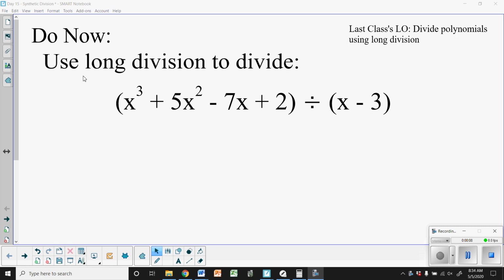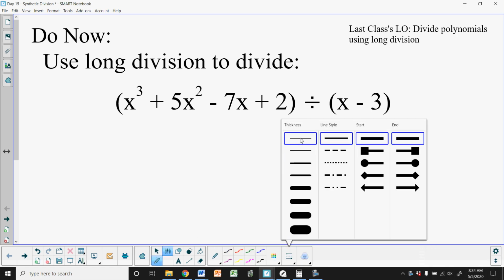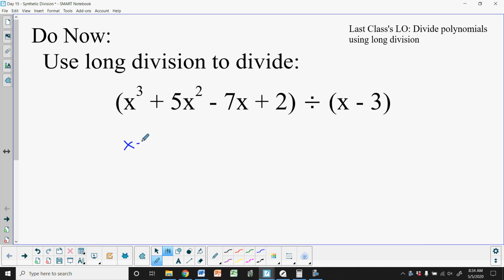The first thing we'll start with is we'll use long division to divide. So we're looking at taking this polynomial and we're going to divide it by this one here. So let's first write this out. The first thing that we write in front is we need to write what we're dividing by. So x minus 3. And that will divide into x to the third plus 5x squared minus 7x plus 2.